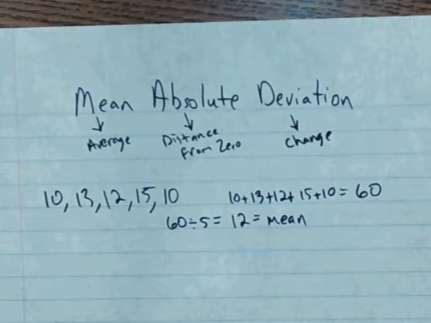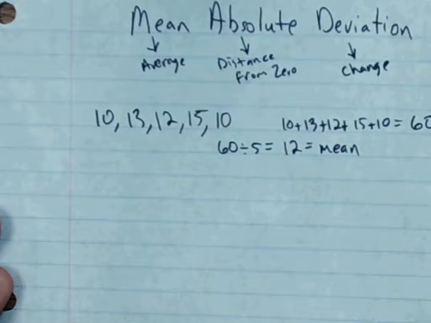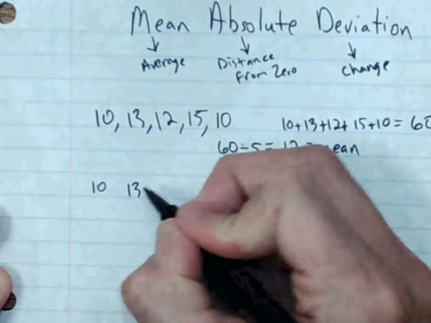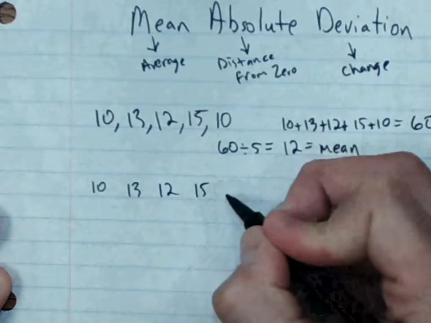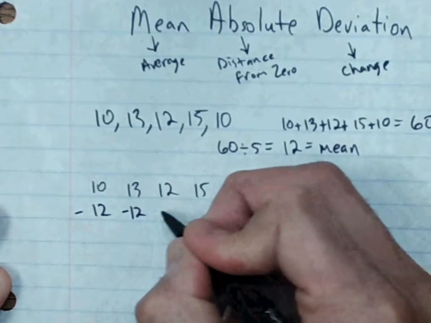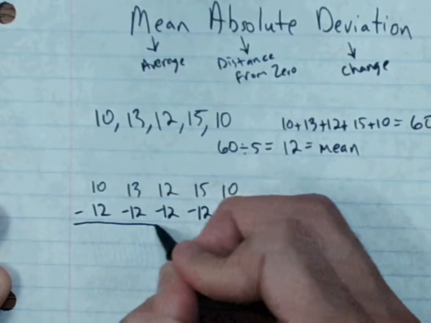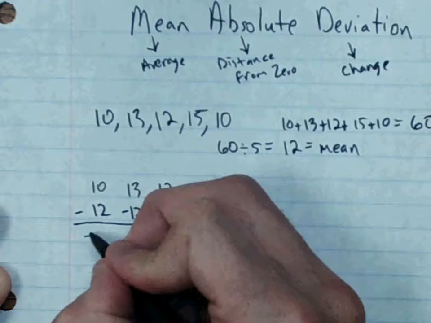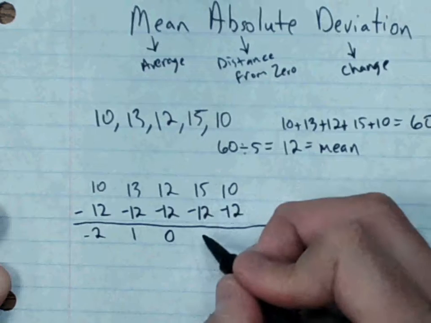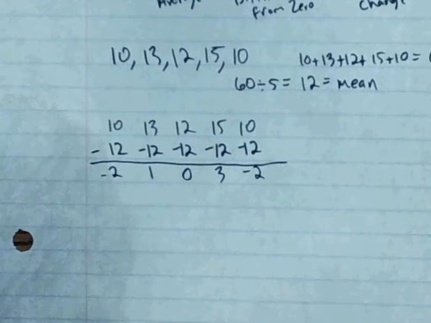We're not there yet. So the second step I'm going to do is take my mean and subtract it from each one of my values. What I mean by that is I'm going to take 10, 13, 12, 15, and 10, and subtract 12 from each one. So 10 minus 12, that's going to get me negative 2. 13 minus 12, that's 1. 12 minus 12, that's 0. 15 minus 12, 3. And then 10 minus 12, negative 2. I've got some negatives in there.